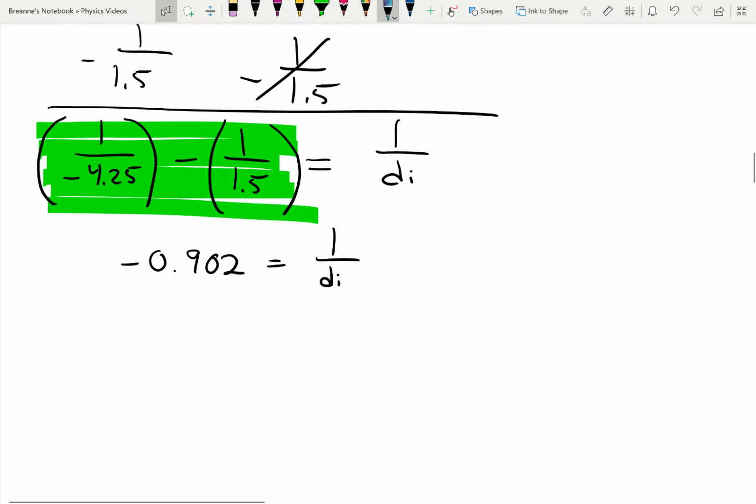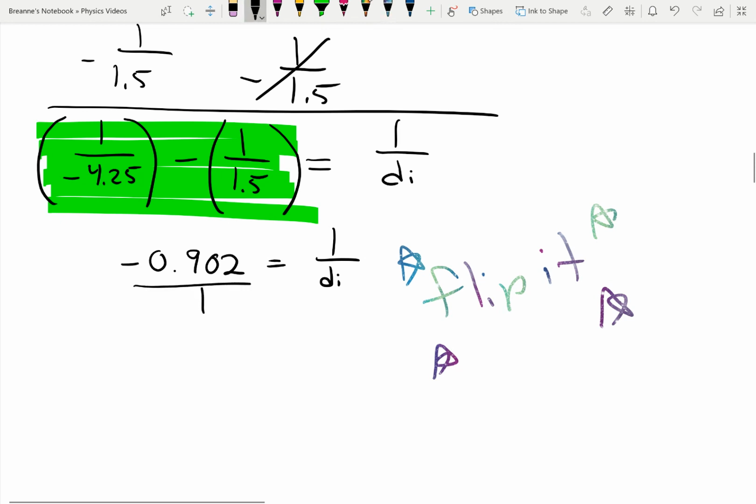So what do you need to do? You need to flip it. Flip it. So again, this is like it's 1 over. So flip this side, you flip this side. So you get 1 over negative 0.902 equals di. So plug that into your calculator.